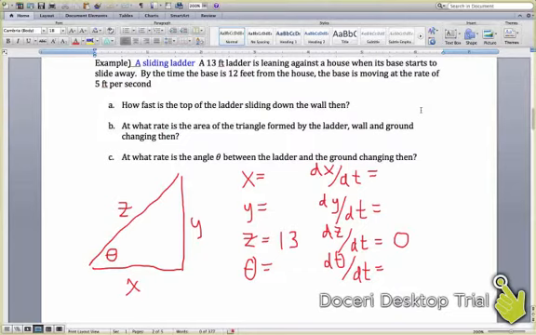I also know that the length between the bottom of the ladder and the house is 12 feet, and that's in particular the time at which I am evaluating rates. I know that the ladder is moving away from the house at 5 feet per second.